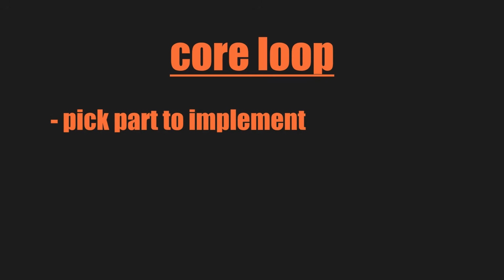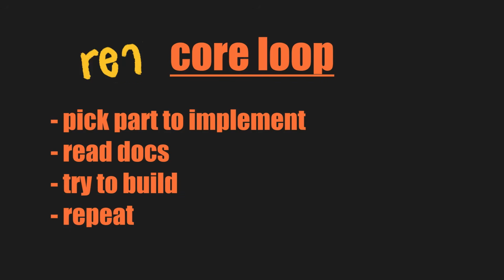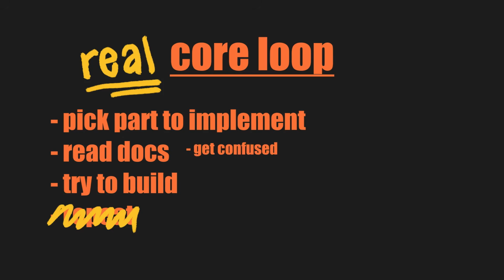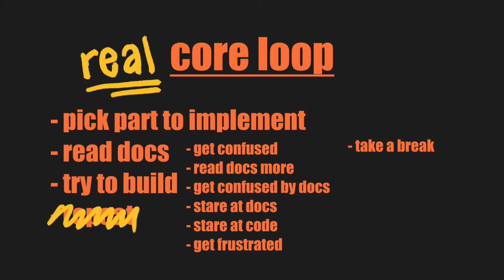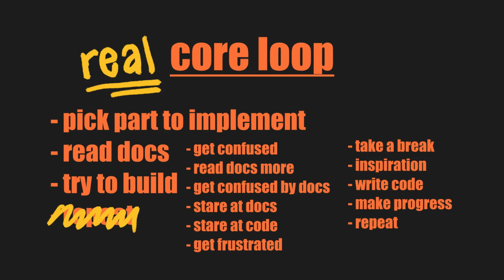The core loop of what we'll be doing is we pick a part of the GameBoy to implement, read the Pandocs or other documentation to figure out how it works, try to build it, repeat. Really, it might look more like read the docs, try to implement, get confused, go back to the docs, get confused, stare at docs, stare at code, get frustrated, take a break, get a flash of insight while doing something completely different, go back to code, make progress, repeat. The amount of confusion and frustration may vary.